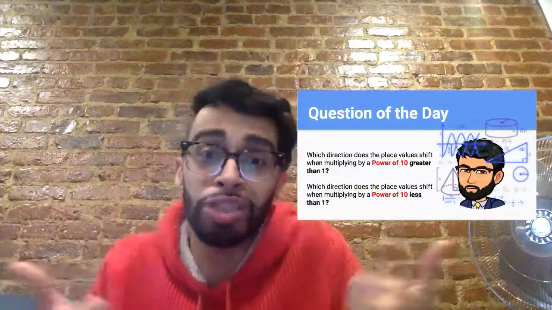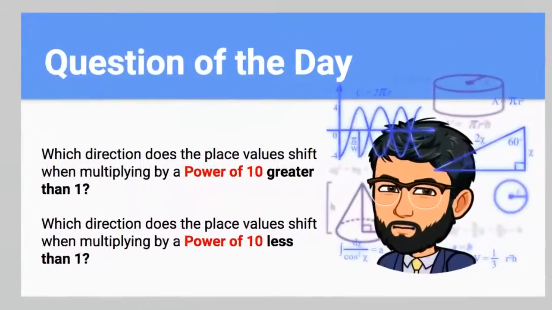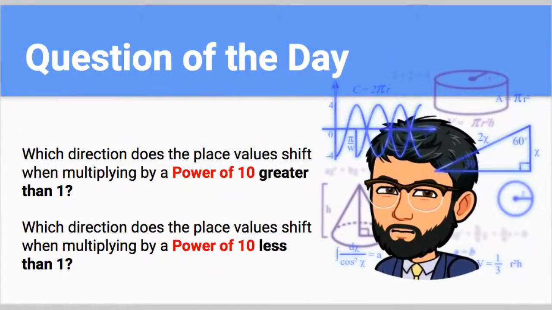We did some hard topics this week, so let's do a recap video. So what are we going to be talking about in this video? Well, we're going to be discussing what direction the place value shifts when multiplying by a power of 10 greater than 1, and which direction the place value shifts when multiplying by a power of 10 less than 1. So let's go ahead and jump in.